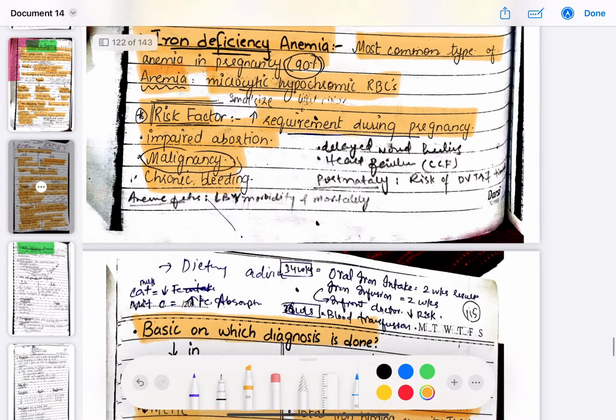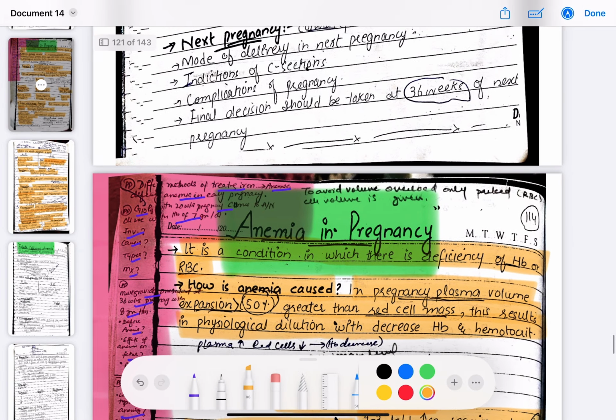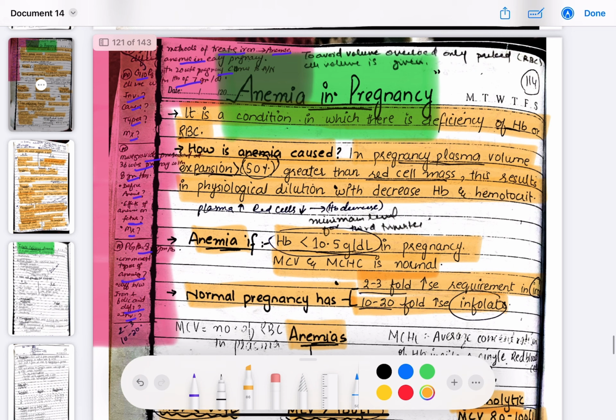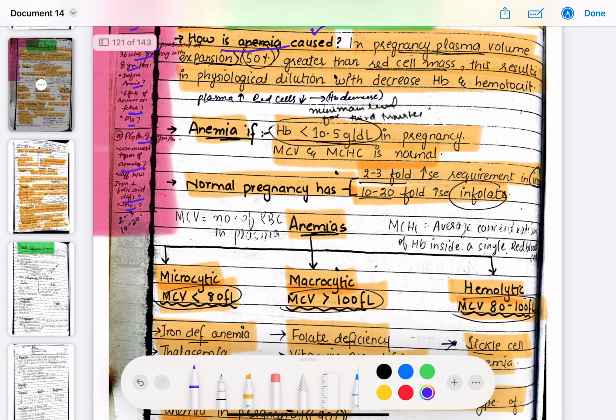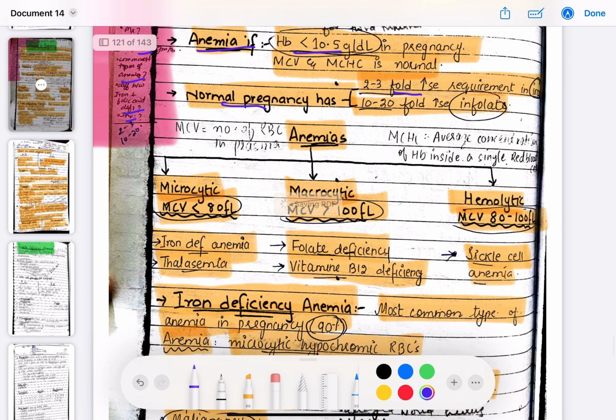Okay, so we have discussed the anemia in pregnancy, that it is a condition in which there is deficiency of HB or RBC. Then we have discussed how anemia is caused. Then we have discussed that anemia is diagnosed if HB is less than 10.5 gram per dl, and in normal pregnancy the requirement increased to 2 to 3 folds. Then we have different types of anemia, which are microcytic anemia, macrocytic anemia, and hemolytic anemia.